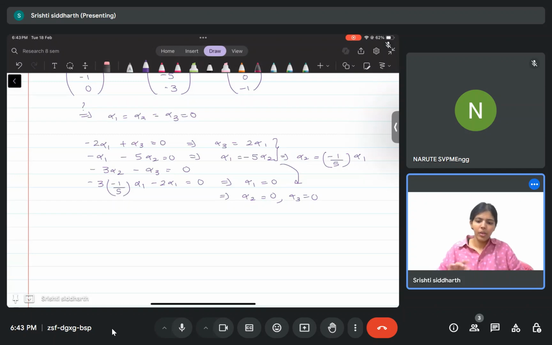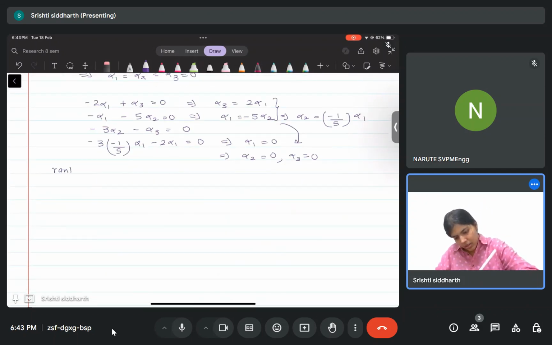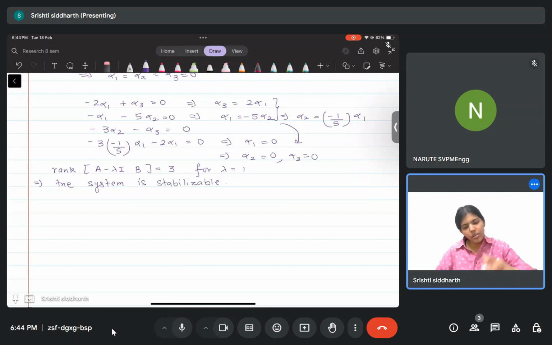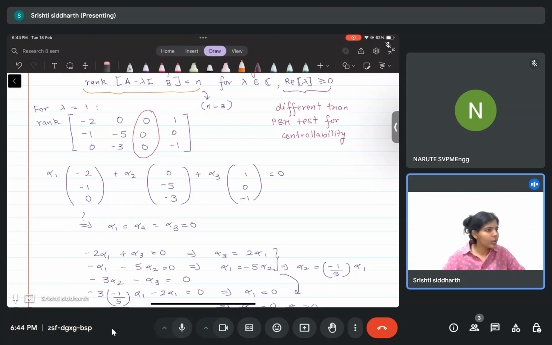Okay. Therefore, the rank of the matrix A minus lambda I, B is 3 for lambda equals 1, which implies that the system is stabilisable. Right. So from the PBH test, you just have to remember this important difference, and this matrix for both the PBH tests is anyways the same. Alright. So now let's move on to the next question.